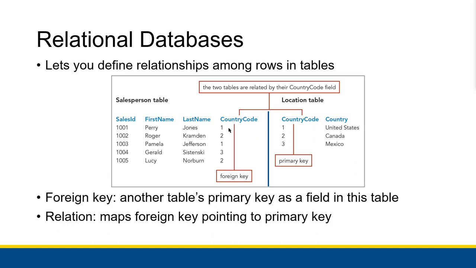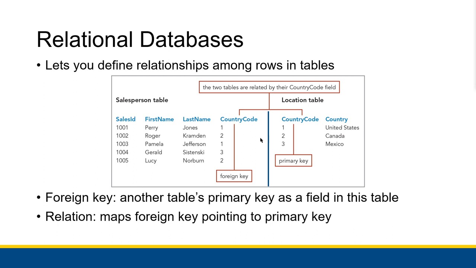So it's going to be something that says, hey, if you see the country code field in the salesperson table has a value of one, the relation is going to guide you to the location table. Go to that primary key, the country code field in the location table, and then point you to the country code with ID 1 inside of that particular table. So the relation itself is sort of the set of directions, or the hiking trail, or the bus that takes you from the foreign key to the primary key.